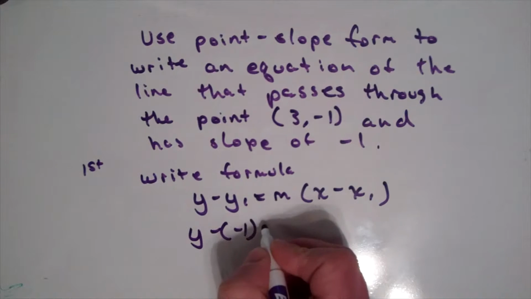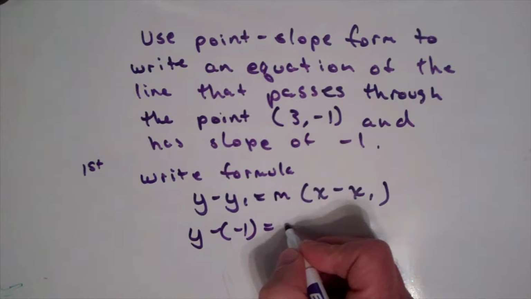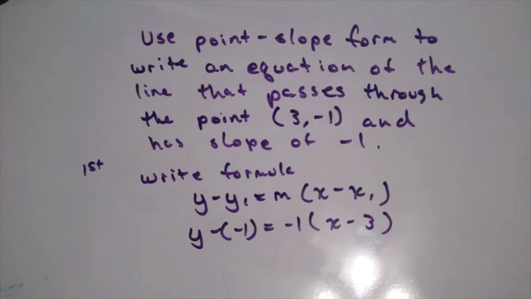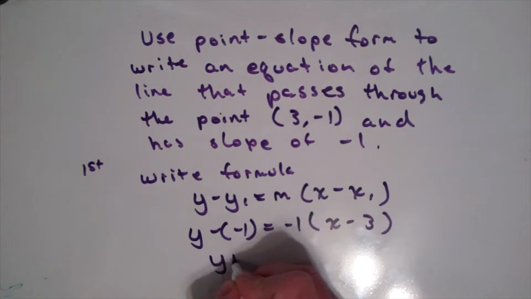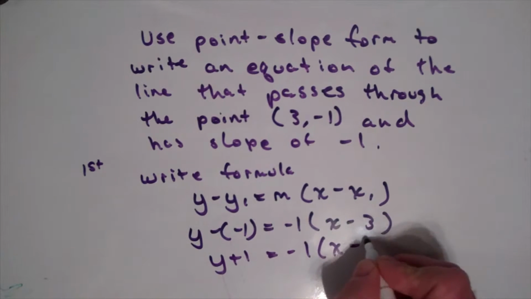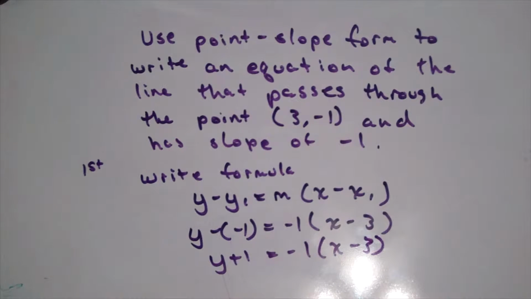So I have y minus -1 equals the slope, which is m of -1, times x minus 3, which is x1. So y minus -1 is y plus 1, and that equals -1 times x minus 3. And you're done with this problem here, because you just have to put it in point-slope form.